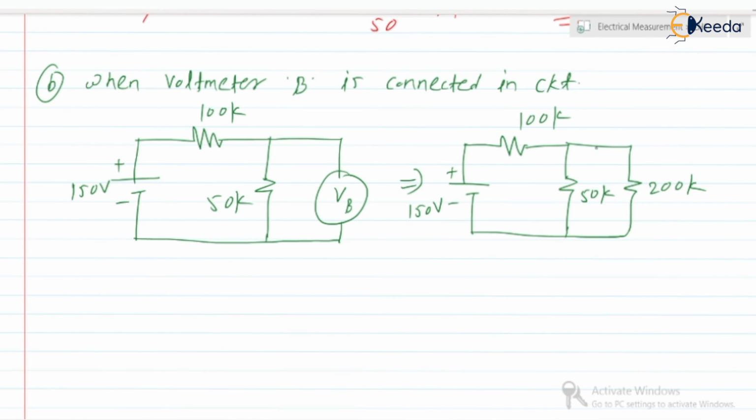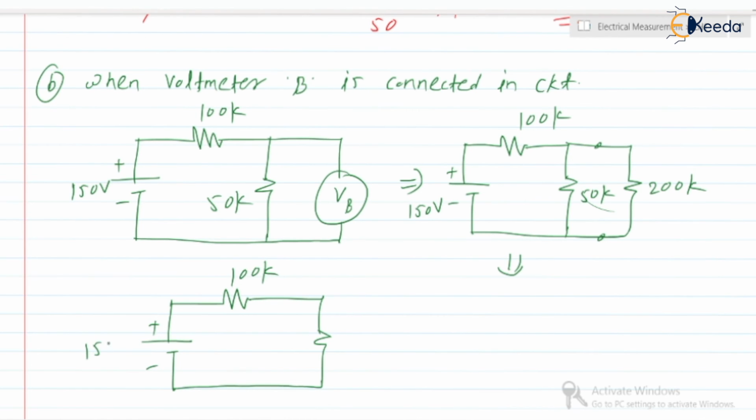Now what is voltmeter B's reading? It is nothing but the voltage between these two points. Further, can we draw these two in parallel? Yes, so we can draw the equivalent circuit: 150 volt, 100k, and here 50k in parallel with 200k. These two vertical lines are nothing but the parallel. So 50 into 200 divided by 250, so it will be 40k.